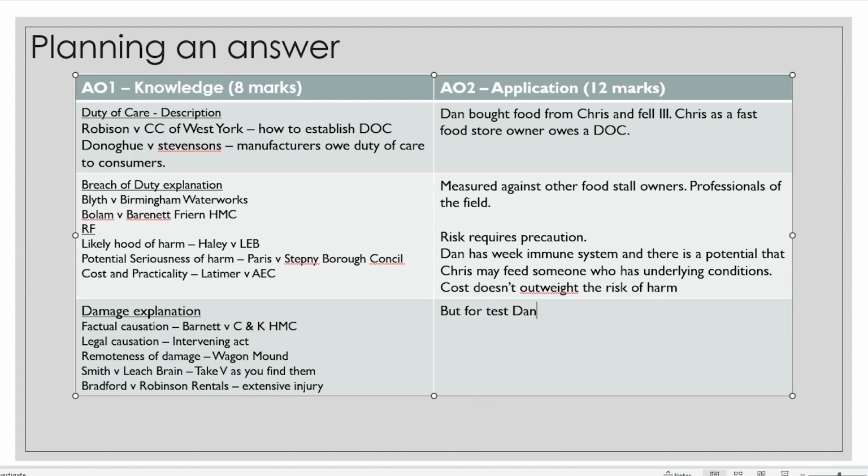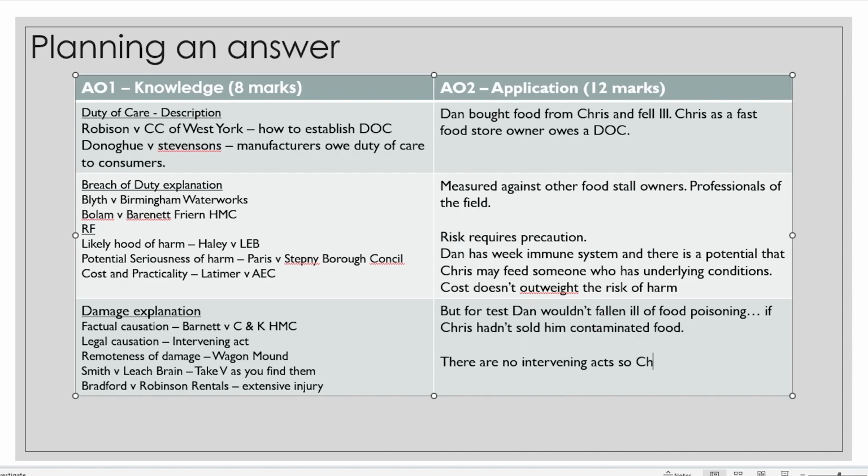Really quick. But for Chris, Dan wouldn't have fallen ill of food poisoning, gone to the hospital, and lost his money if Chris hadn't sold him contaminated food. It's not too hard to prove because it's really self-explanatory. You don't really need to focus on this one too much. Next we go to legal causation, intervening acts. There are no intervening acts. So, chain of causation not broken.